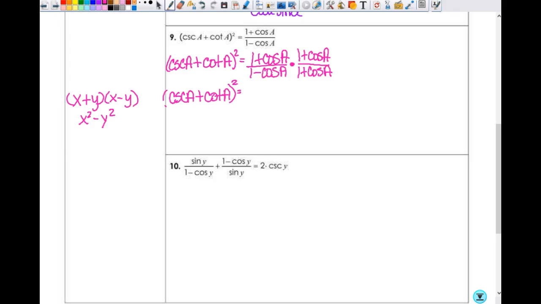Instead of, I could actually multiply the 2 binomials, but what else could I do? They don't cancel. Okay, so if I put parentheses, I am going to need parentheses. I put a square on it. Isn't it just 1 plus cosine A squared, and not actually squaring it?